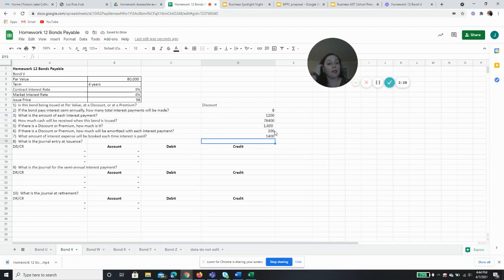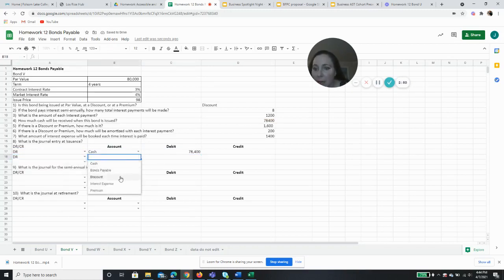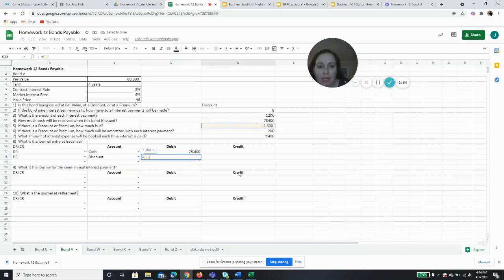All right, we have all the numbers we need, so now let's do our journal entries. So when we issue the bond, we're going to get cash. That's the whole reason for issuing the bond, is to get cash. And we said we are going to get cash of $78,500. We are also going to have a discount, which is a debit. And we're going to debit the discount for the total amount of the discount, $1,600.